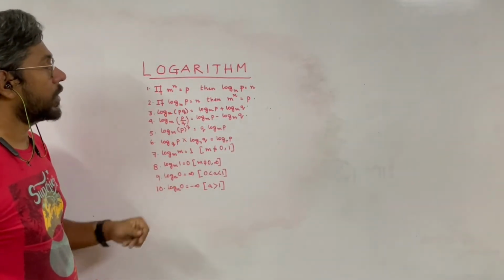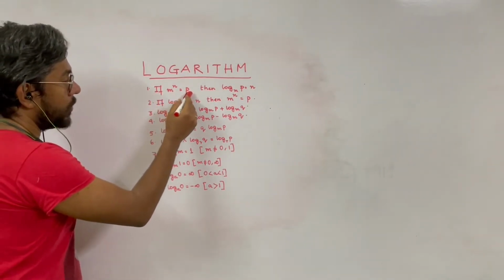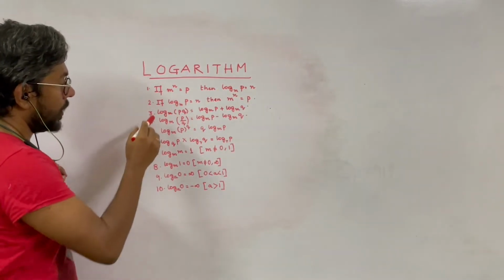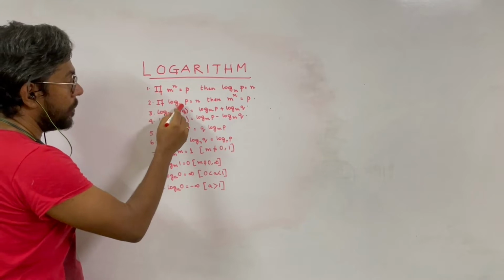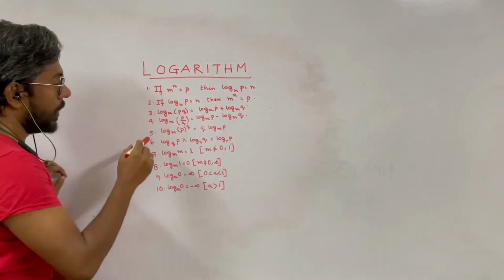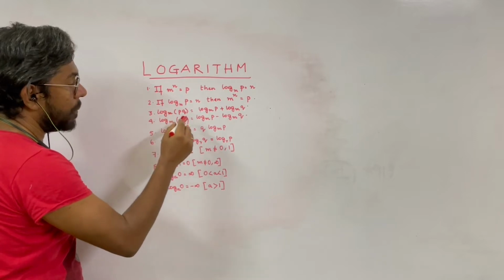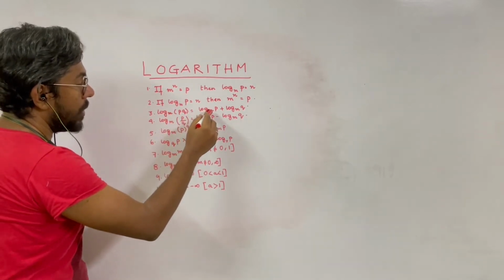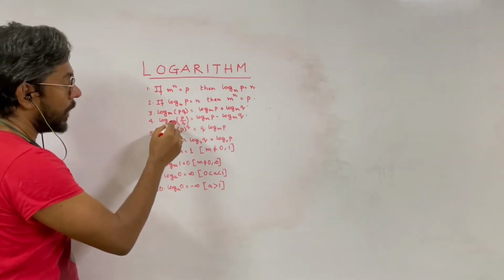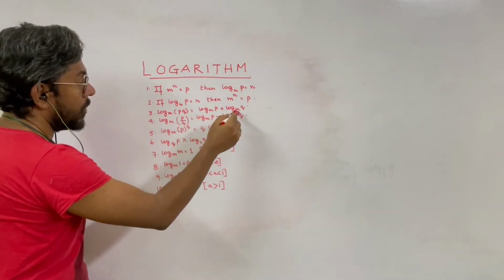At first, we'll be discussing the different properties of logarithm. If m to the power n equals p, then log p base m is equal to n. Similarly, if log p base m equals n, then m to the power n can be written as p. Now we come to the product rule, which is log pq base m can be written as log p base m plus log q base m. Now the quotient rule, log p by q base m can be written as log p base m minus log q base m.